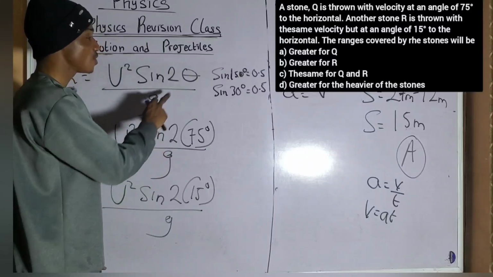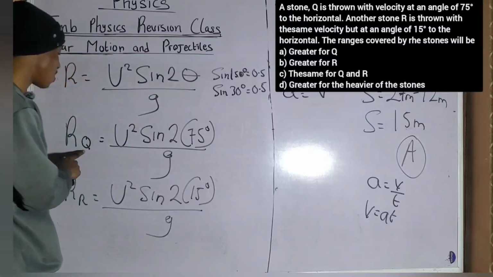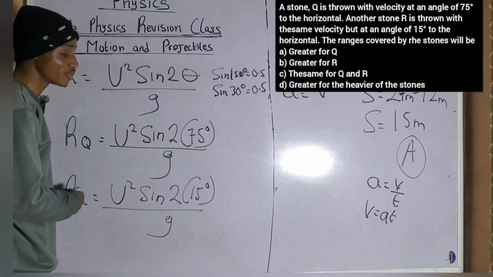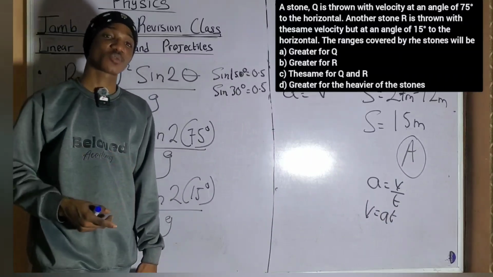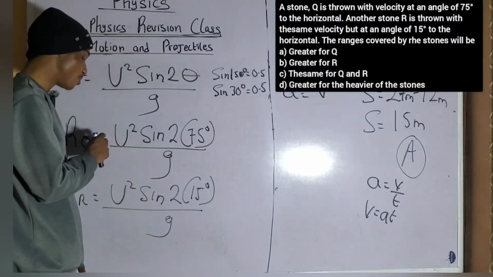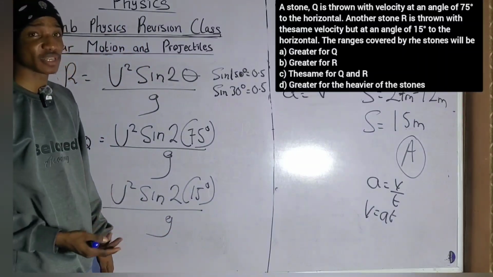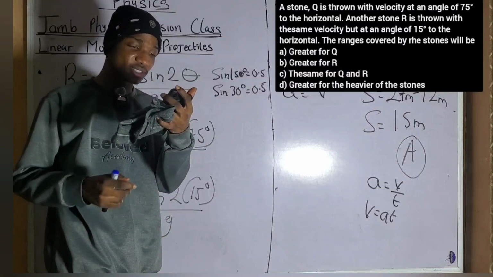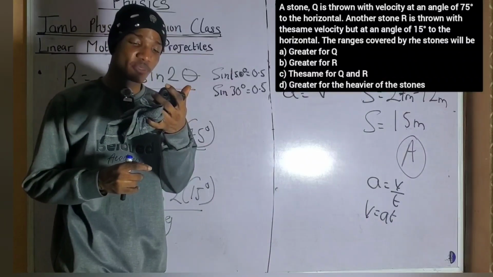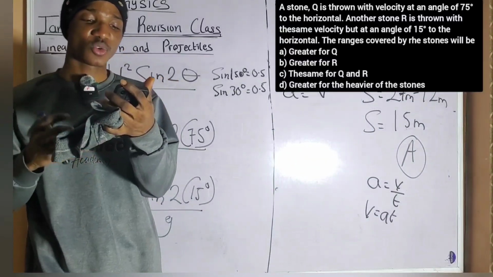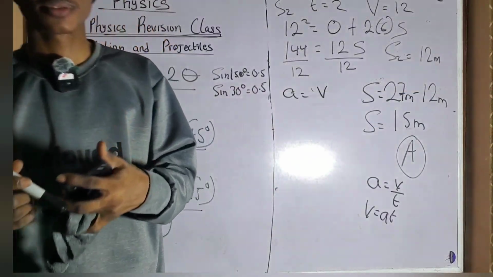Now, the angle theta for object Q is 75 degrees. For object R it is 15 degrees. When you put this in your calculator, you're going to obtain 0.5. And if you input some real value in both formulas, you're going to arrive at the same answer. That means their ranges are the same. So the correct option is option C. The range will be the same for both R and Q. Okay, so let us proceed to the next question.